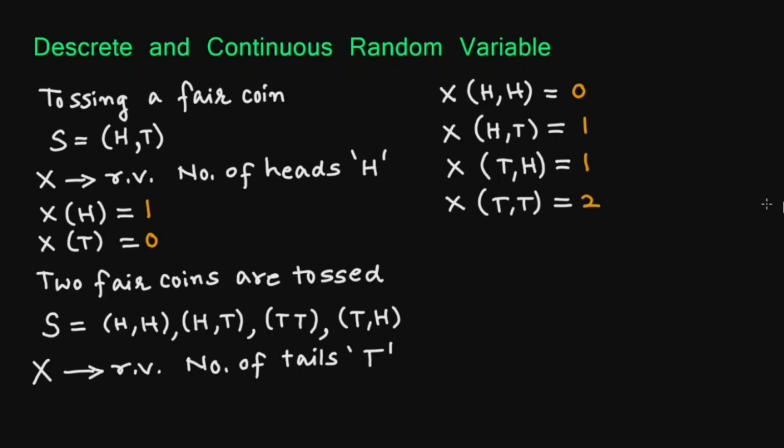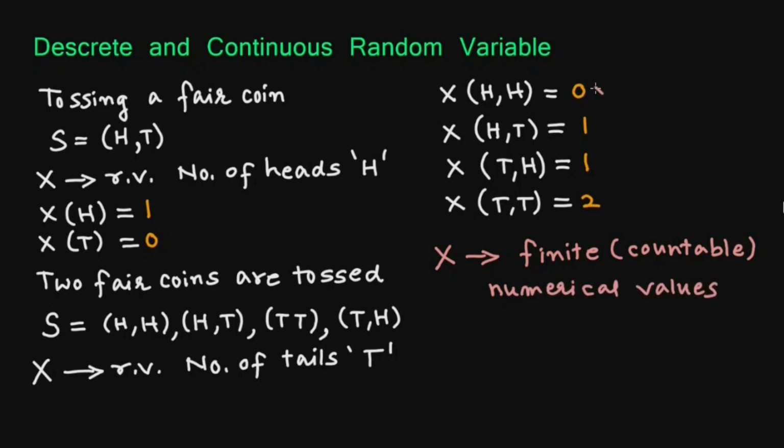In above two experiments, X takes finite or countable numerical values such as 0, 1, 1, 2, etc. Hence, X is called discrete random variable.